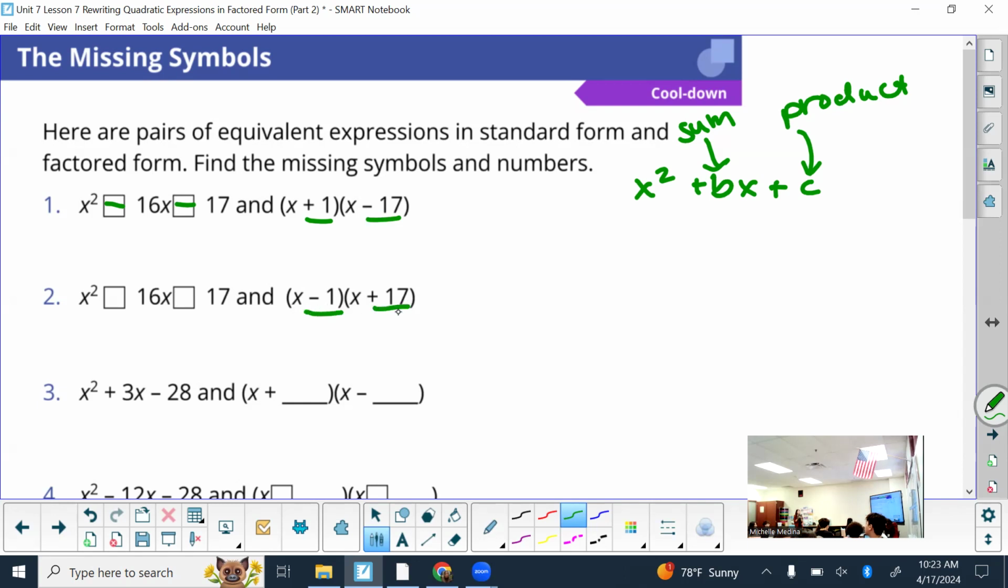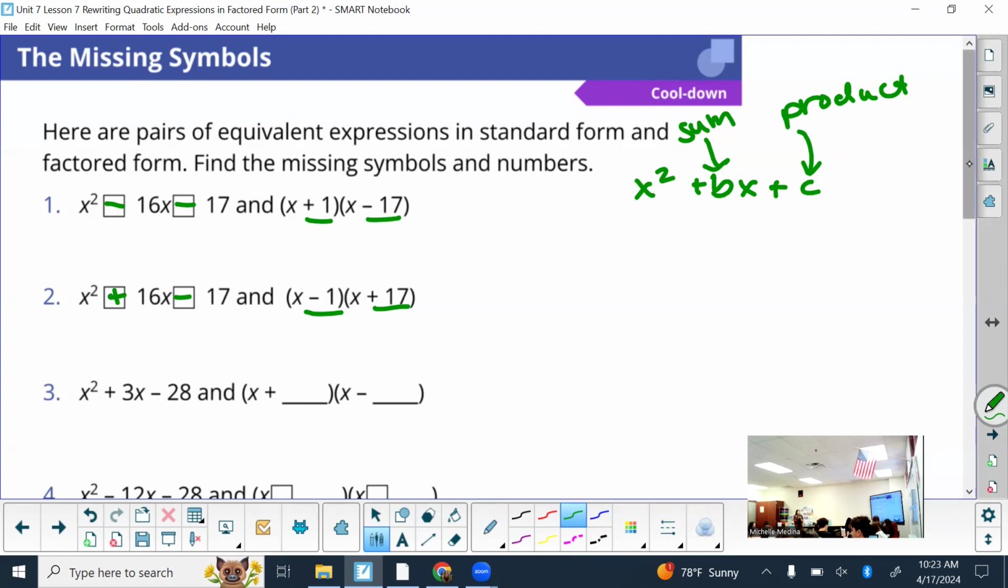What's negative 1 times 17? Table 9, can you tell me negative 1 times 17? Negative 17. Table 1, what about negative 1 plus 17? And it's positive, so we put a plus there.